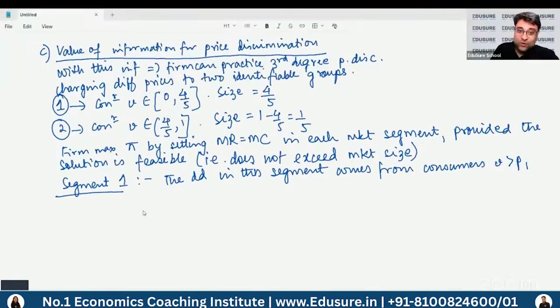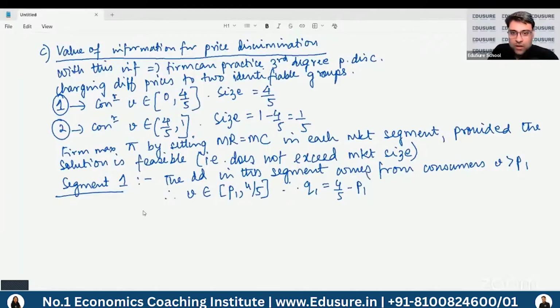Right? And the value is between 0 to 4/5. Therefore, the value has to lie between P1 to 4/5. Therefore, the quantity demanded by this is 4/5 minus P1. Go back to the definition that we saw: people lying between the valuation A to B is B minus A. So people lying between the valuation P1 to 4/5 will be 4/5 minus P1.